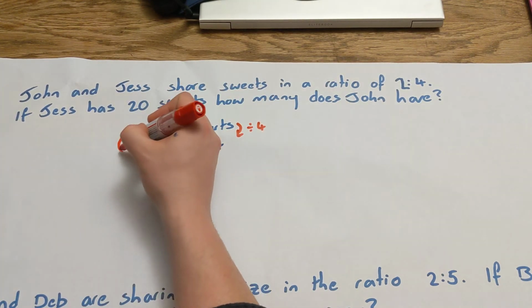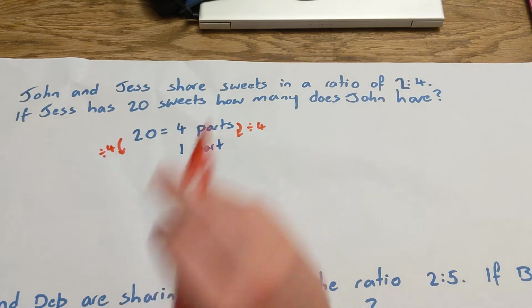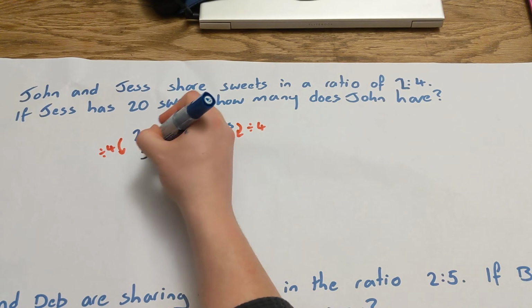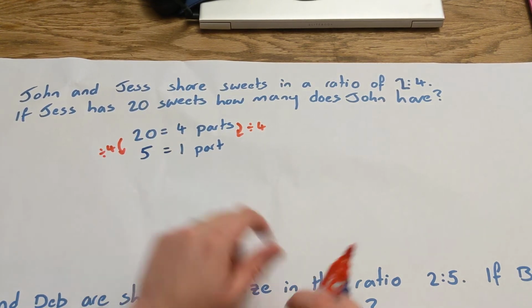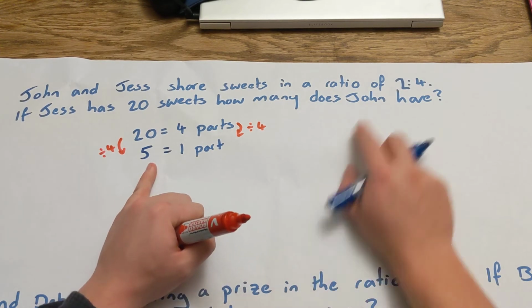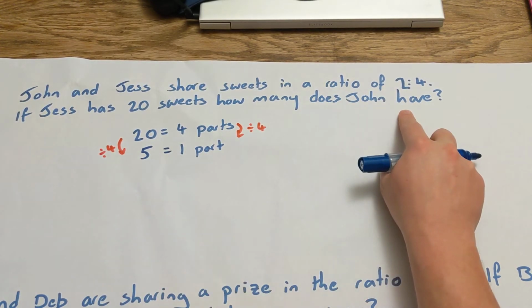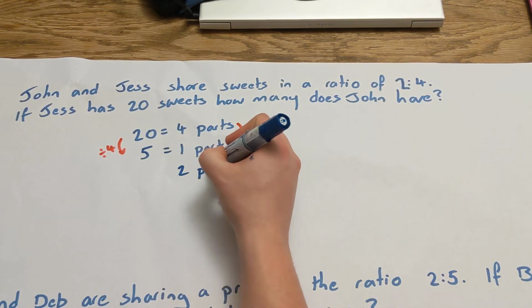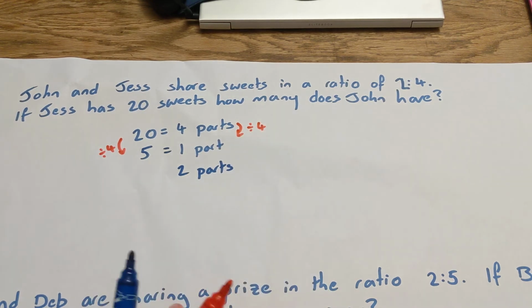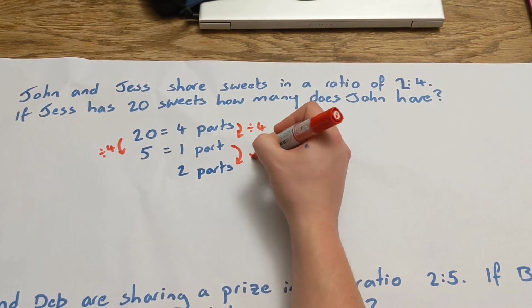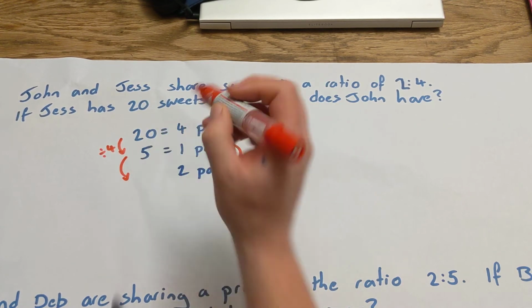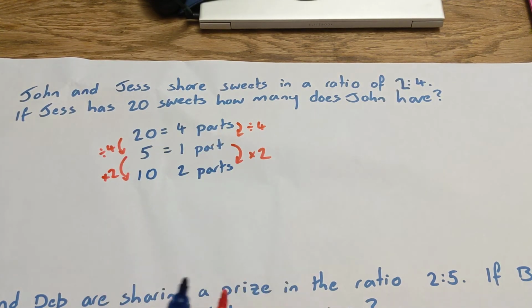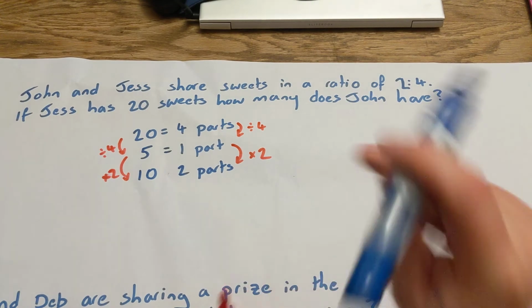So I divide my 20 by 4 as well. You don't need to show your working exactly like this, but I find it helps, keeps it clear. So 20 divided by 4 is 5, so that means 1 part is 5. So we want to work out how many John has. John got 2 parts, so to work out 2 parts, nice and simple, I just need to times that 1 part by 2. And that gives me 10, and there's my answer. John got 10 sweets.